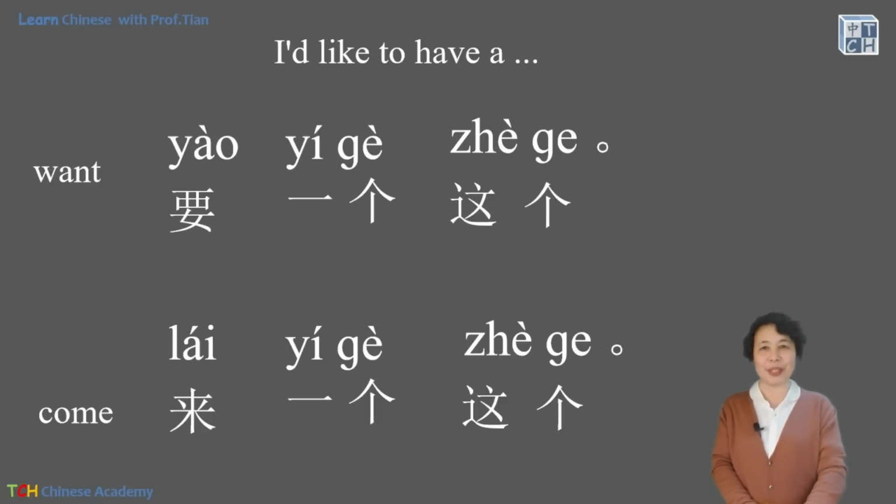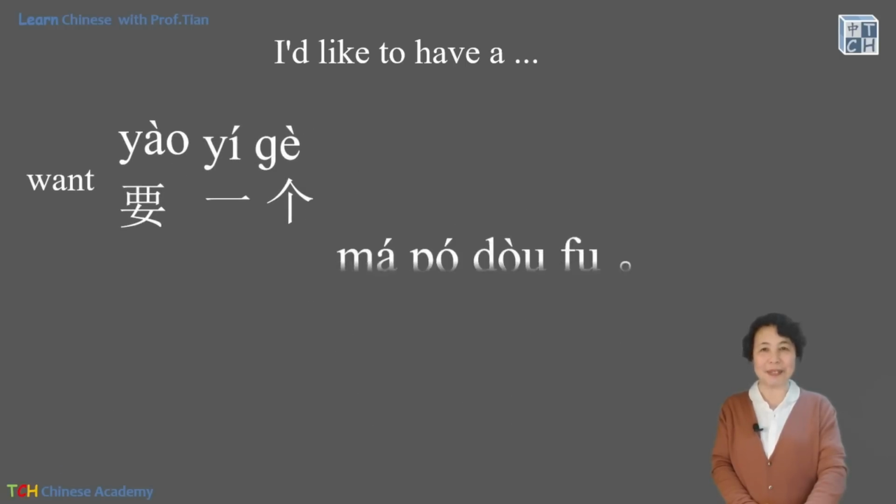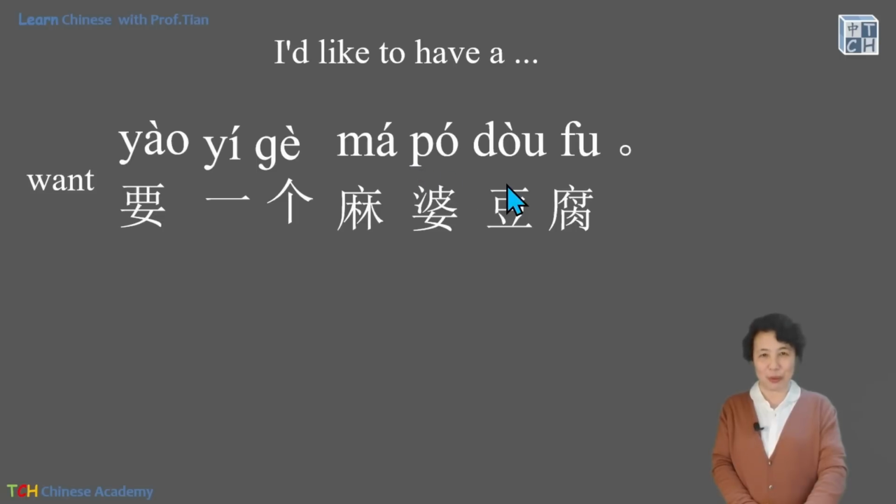And suppose you know the name of the dish, you just simply replace 这个 with the name of the dish. For example, suppose we 要一个麻婆豆腐. So 豆腐, I think we all know is tofu. And in Chinese, we don't pronounce it tofu. It's 豆腐, D-O-U, 豆腐. And 麻婆豆腐 is a very popular Chinese food, spicy hot tofu. So 要一个麻婆豆腐.